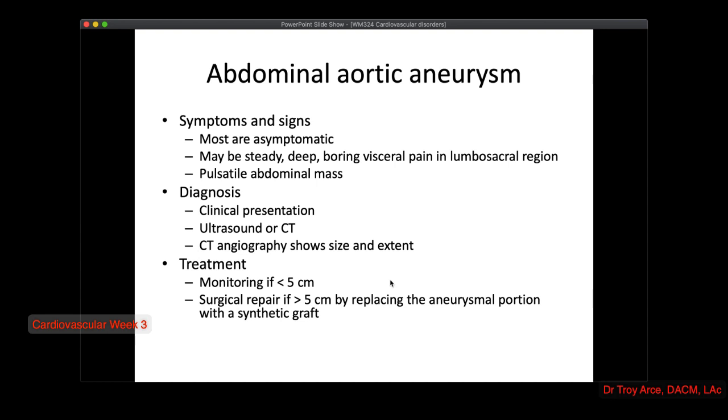All right. So here are some of the symptoms. Most are asymptomatic. It may be steady, deep, boring visceral pain in the lumbosacral region. You could have a pulsatile abdominal mass. Diagnosis includes clinical presentation, ultrasound or CT, and CT angiography shows size and extent. The treatment: monitoring if less than 5 centimeters, and if it's greater than that, surgical repair is needed by replacing the portion with the synthetic graft.